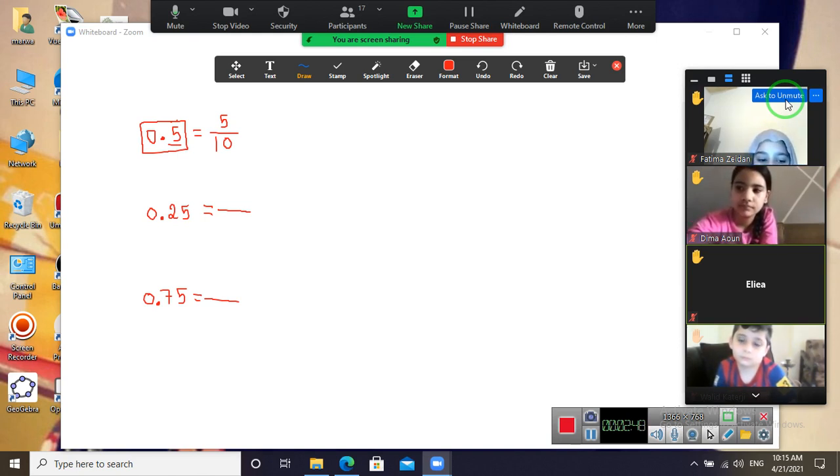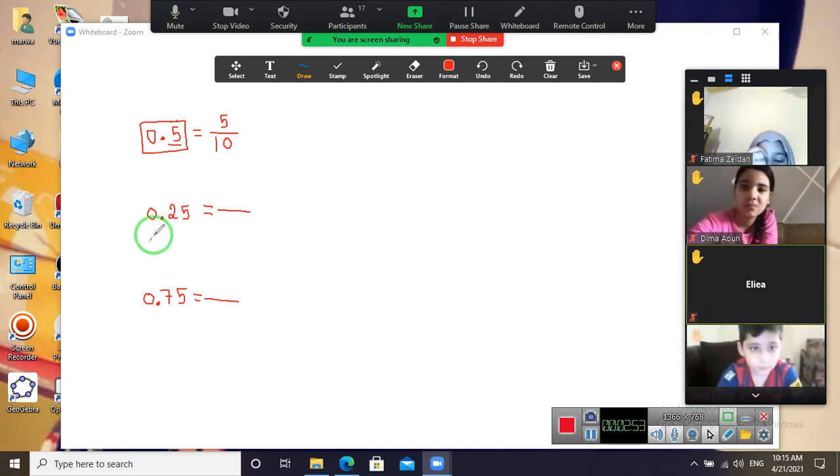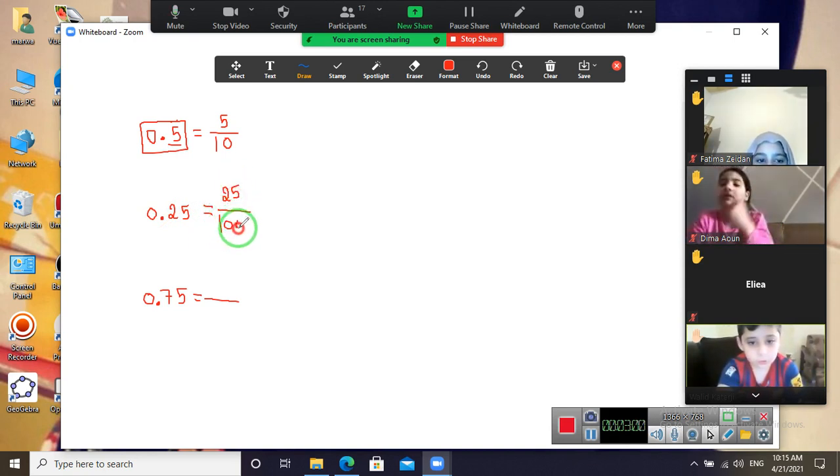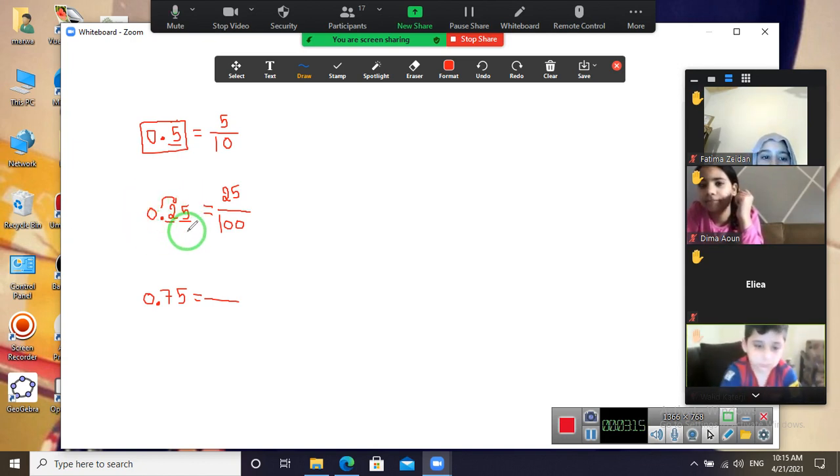So now I want to solve the second one, 0.25. 25 over 100. Why over 100? Can you say for me why over 100? Because there are two digits after the point, not before. Here is the point, after the point we have 2 digits. And if I want to read this in word form, how do we read it? 25 hundredths. Excellent, 25 hundredths.